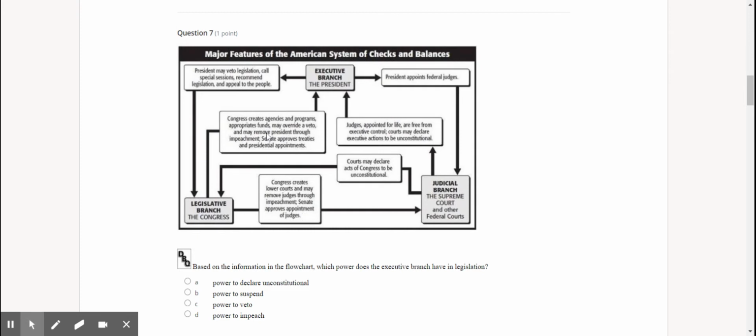The legislative branch also creates agencies and programs, appropriates funds, may override a veto, and may remove the president through impeachment. The Senate approves treaties and presidential appointments. The judicial branch, run by the Supreme Court and the other federal courts, has judges who are appointed for life and are free from executive control. Courts may declare executive actions to be unconstitutional. Also, the judicial branch may declare acts of Congress unconstitutional.